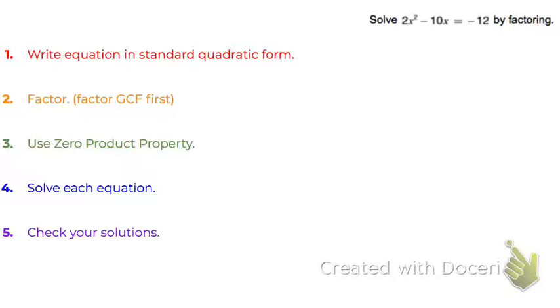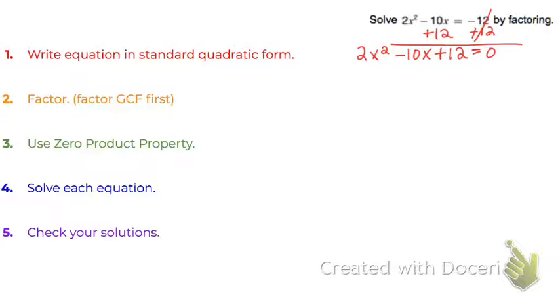Here we're going to solve this quadratic equation by factoring, by going through these steps. So the first step is to write that quadratic equation in standard form. So we need to move that minus 12 to the other side by adding 12 to both sides of the equation. And now what we're going to do is factor it.